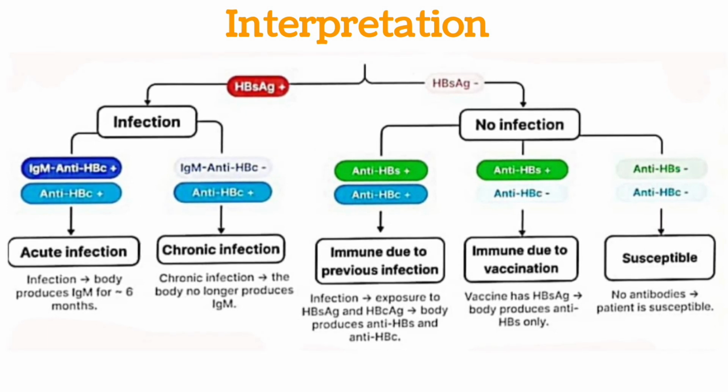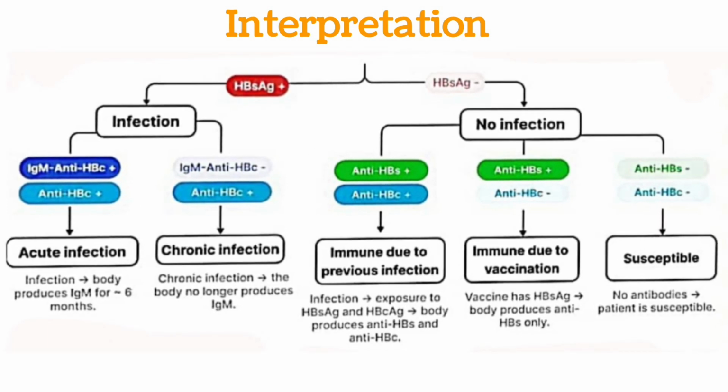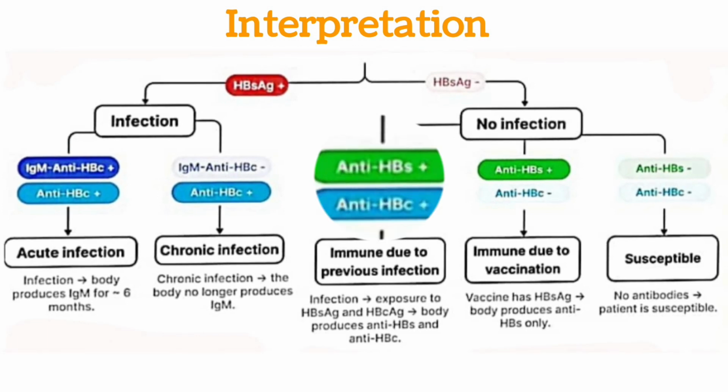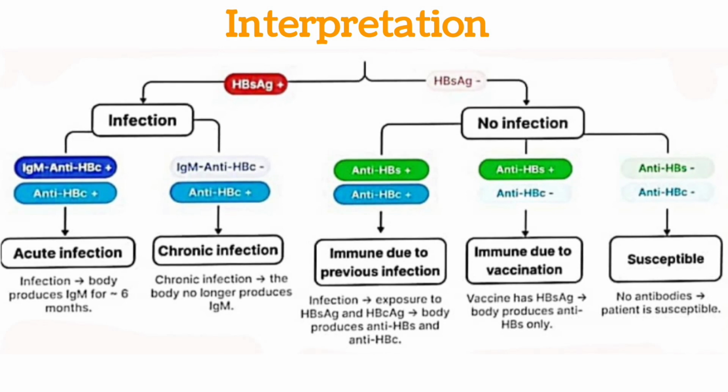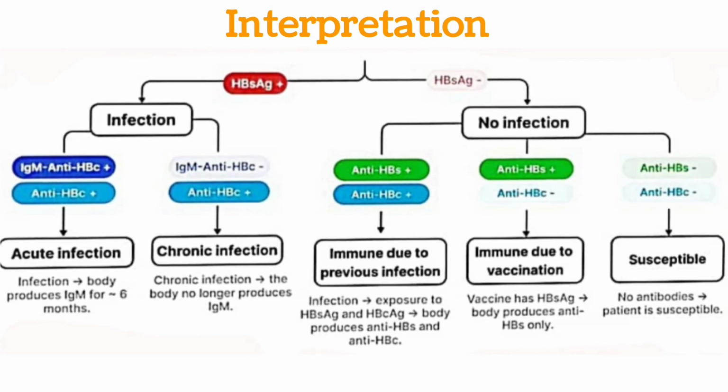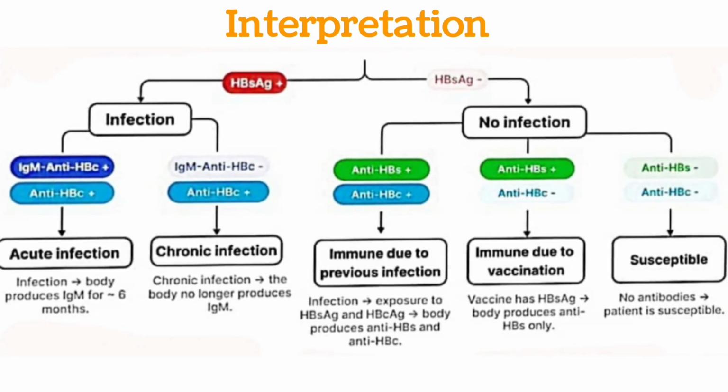Now, we will see surface antibodies and core antibodies. If both surface and core antibodies are positive, then it indicates immunity due to previous infection, because in an infection, the body is exposed to surface and core antigens and forms antibodies against them.